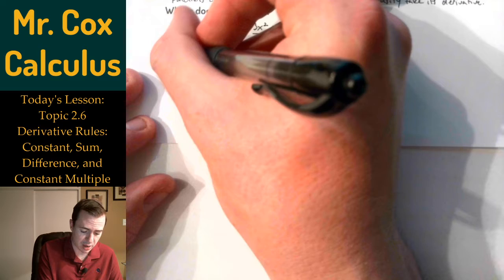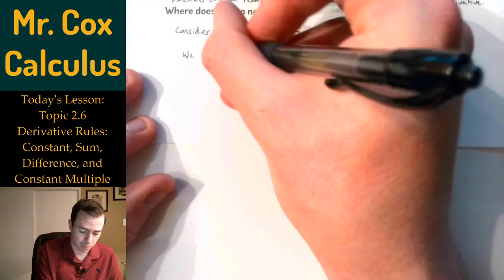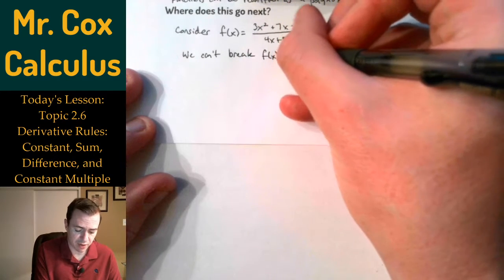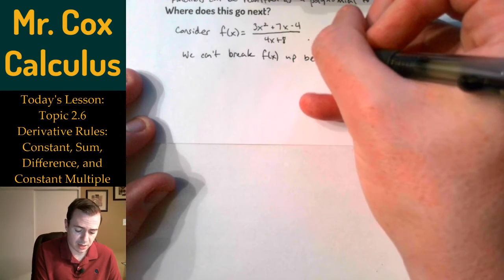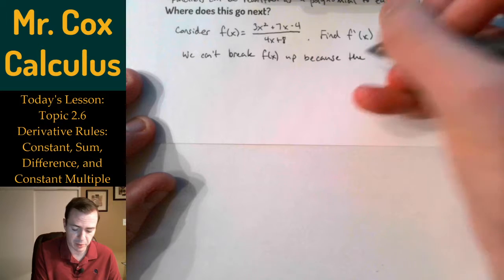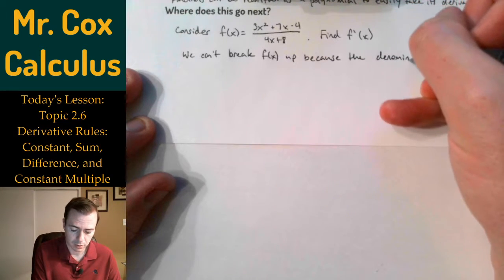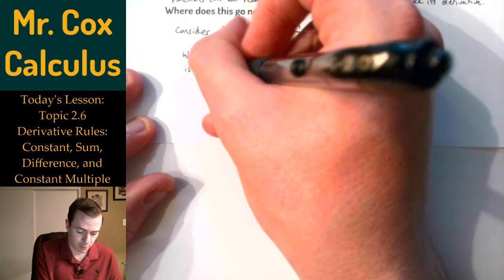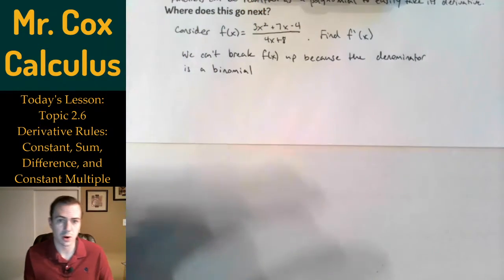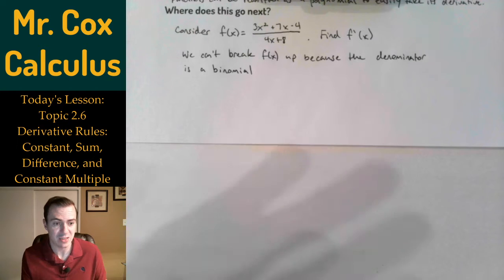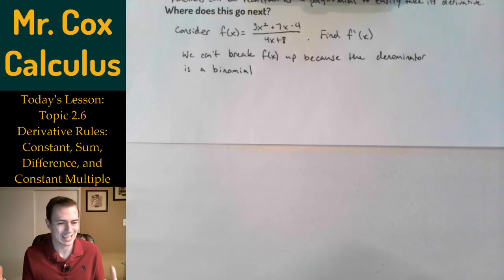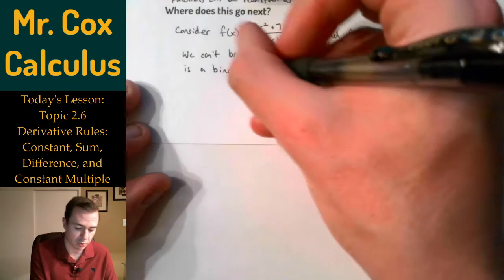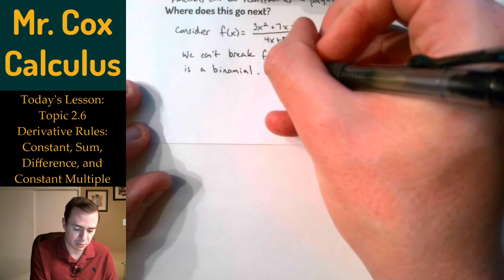So we can't break it up. We cannot break f of x up. And the main reason is because the denominator is a binomial. So in other words, that binomial is going to have to be the denominator. I guess I could break it up, but again, it's not going to get me any closer to being able to write this in terms of a polynomial. So we're going to need some derivative rules here.